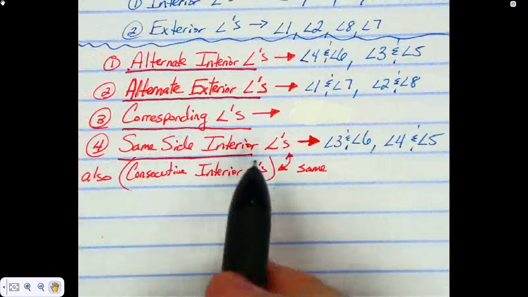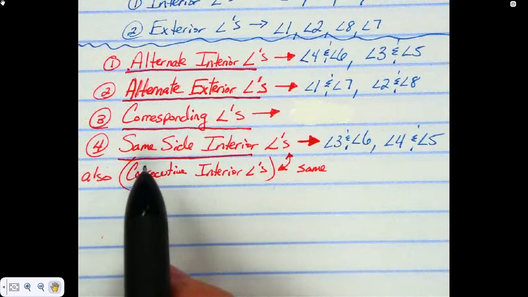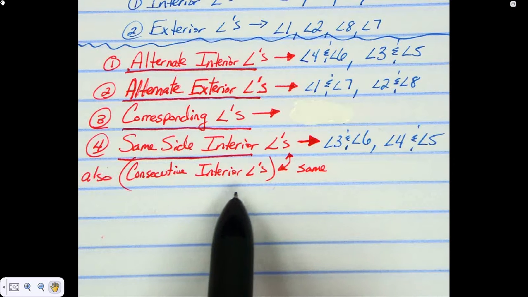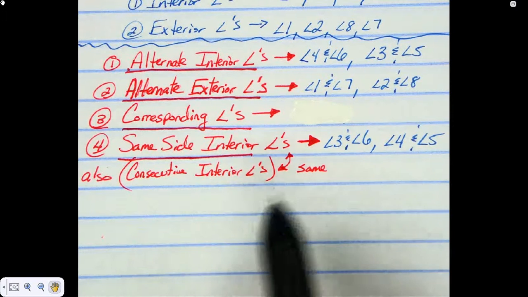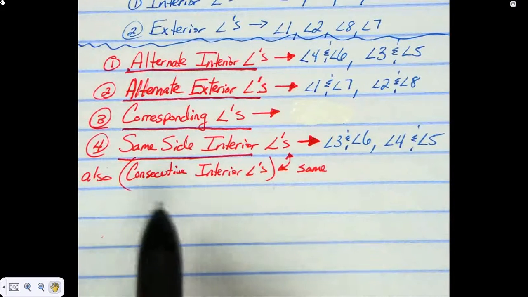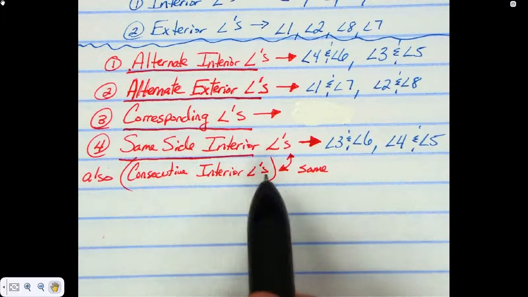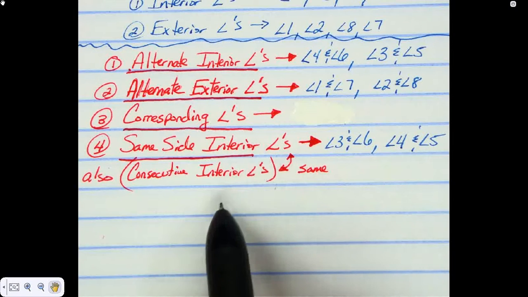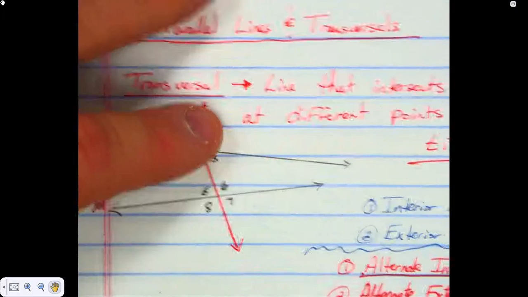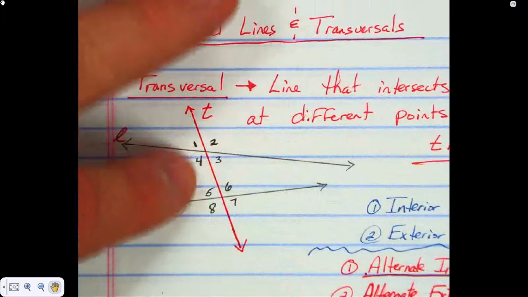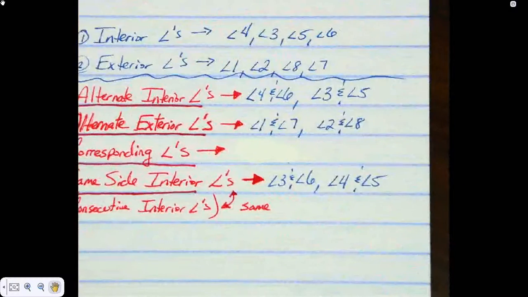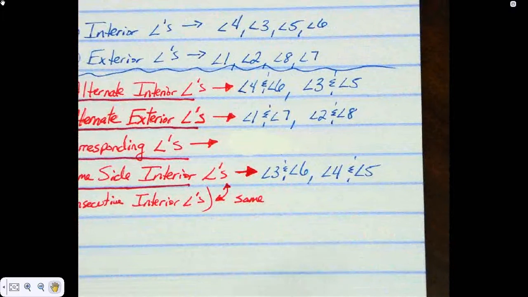Now, as much as I wish they would have used same side interior angles, this is the only book I've ever seen that word used. What they usually use is consecutive interior angles. So if you take it in the instruction text, you may see consecutive interior angles instead of same side interior angles. Consecutive, though, they're on the interior and they're consecutive. So that's 3 and 6, 4 and 5, right? Now, the one thing left here is corresponding angles.